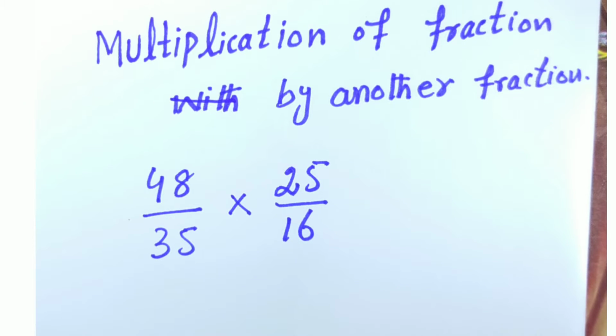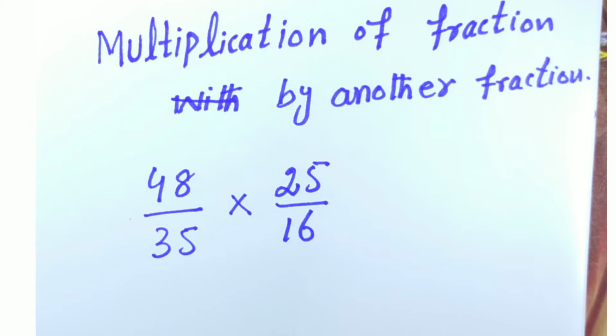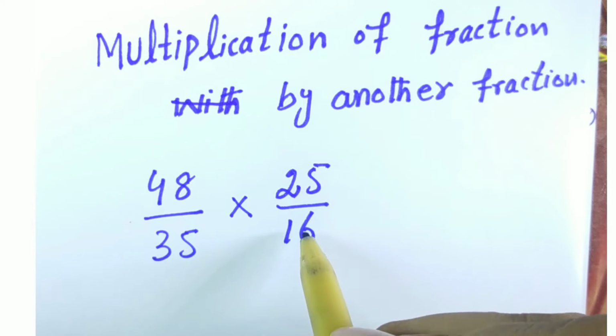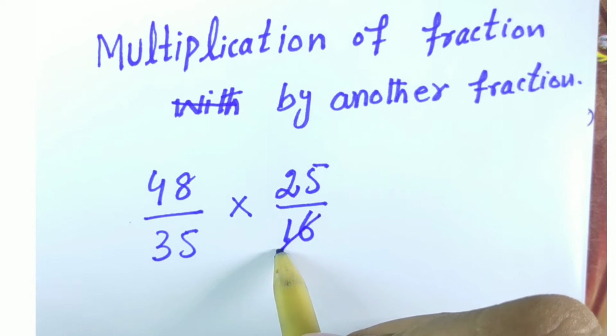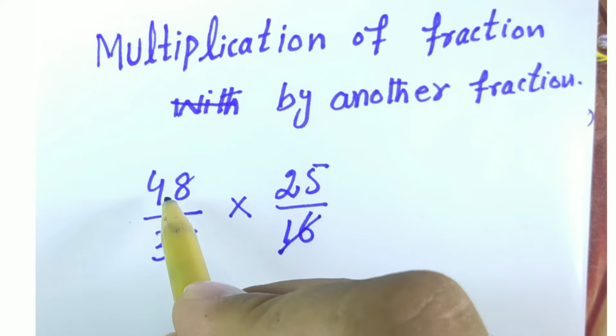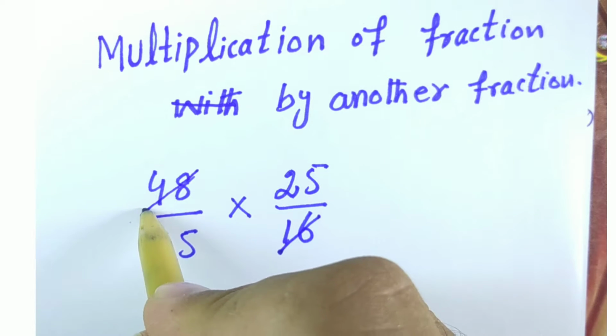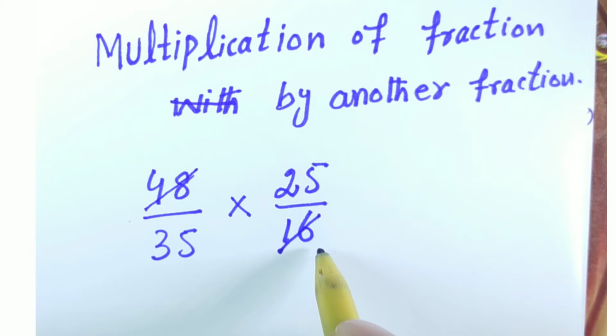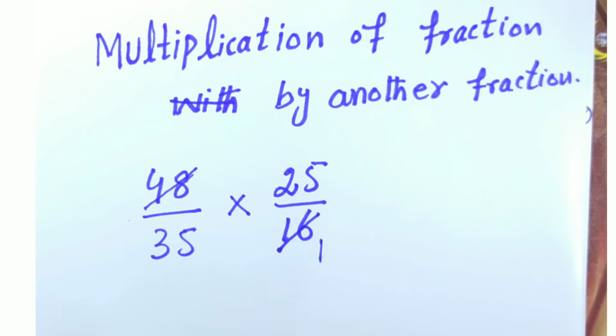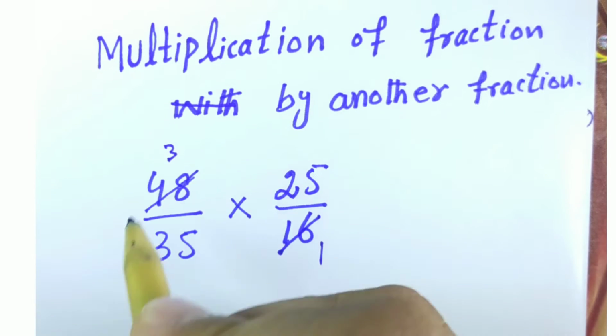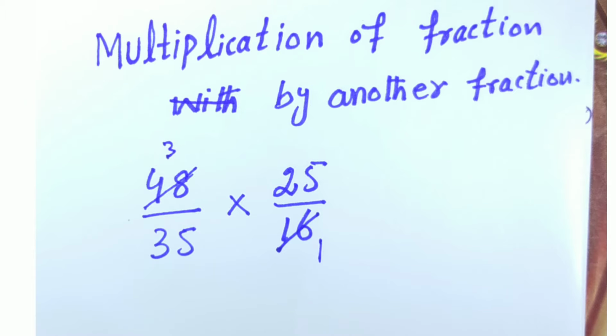Hello friends, multiplication of a fraction by another fraction. Now 48 by 35 multiply with 25 by 16. First of all friends, this denominator cut with this numerator. 16 ones are 16 and 16 threes are 48.